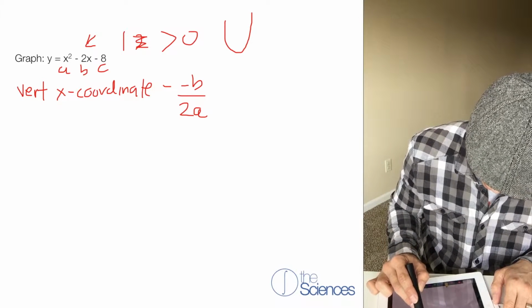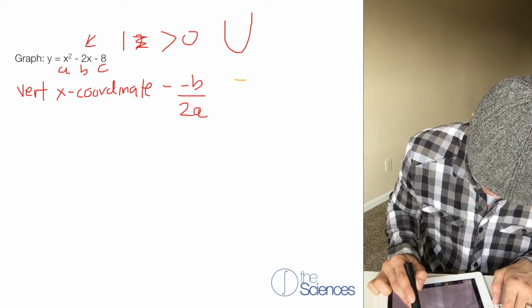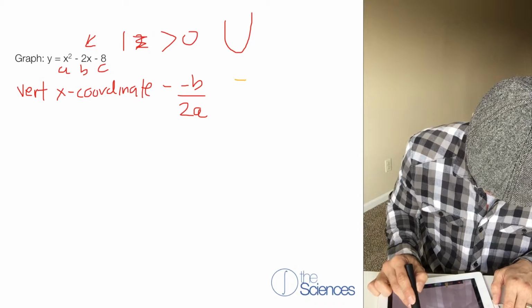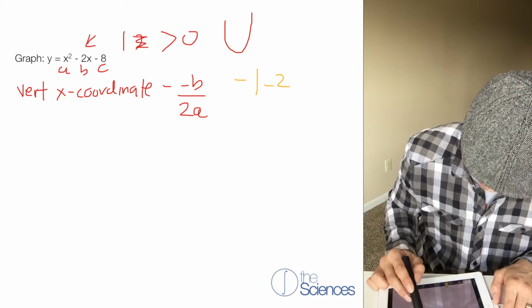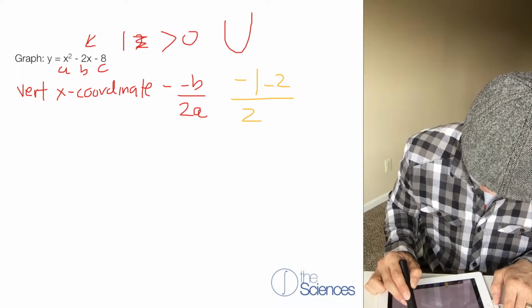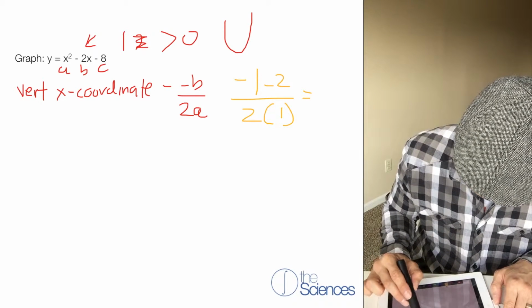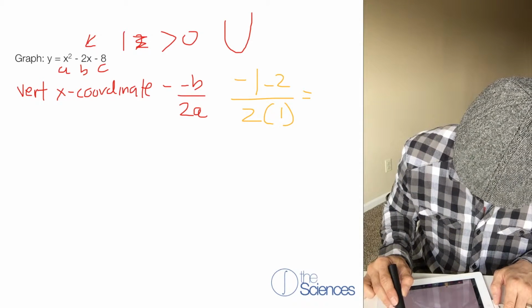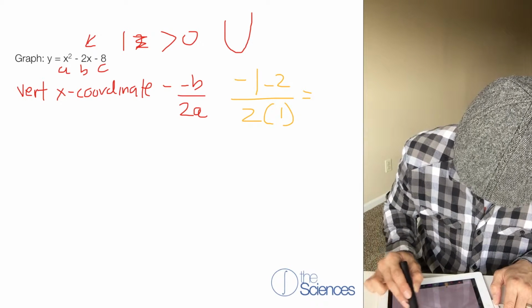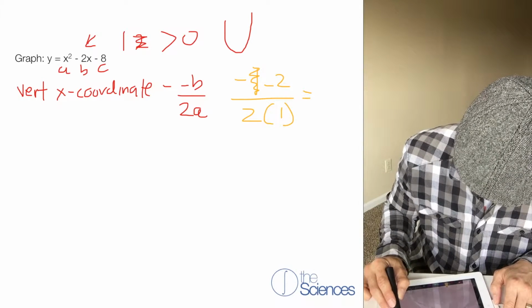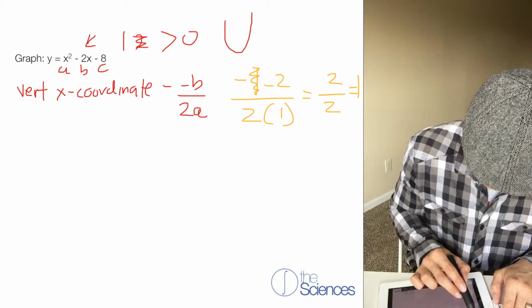So here we're going to have negative (negative 2) over 2 times 1, which gives us 2 over 2 equals 1. So that's our x-coordinate.